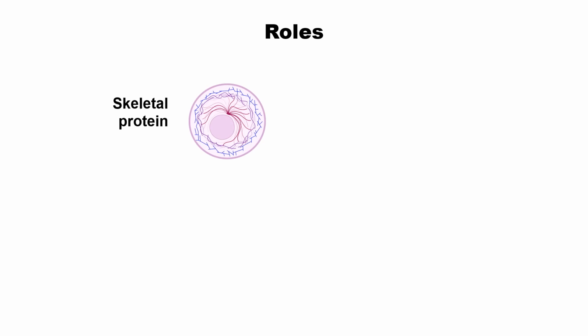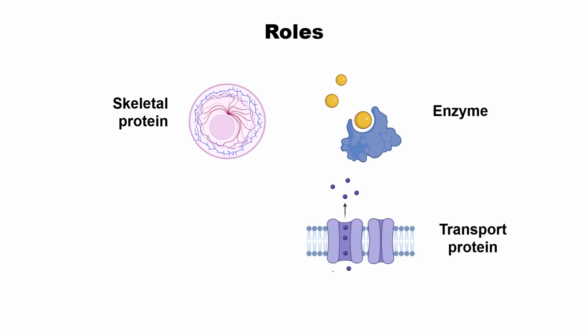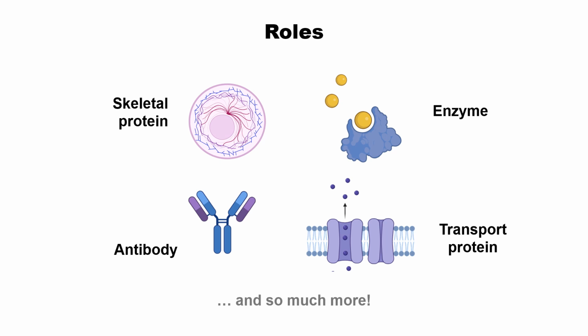Protein forms all the skeletal structure in the body, so those proteins are skeletal proteins. Protein also forms enzymes, which are biological catalysts that catalyze all the biological reactions in the body. Proteins also include transporter proteins on the membrane, and antibodies are also proteins. There are many more functions and roles of proteins in the body.